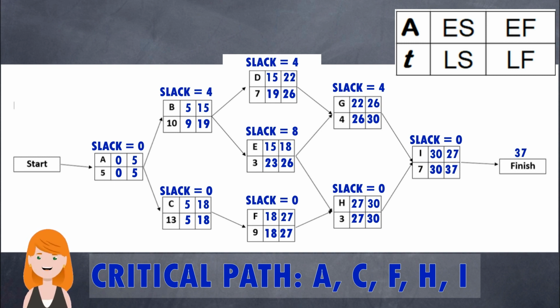So the critical path here is A, C, F, H, and I.